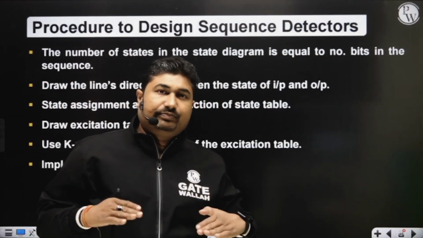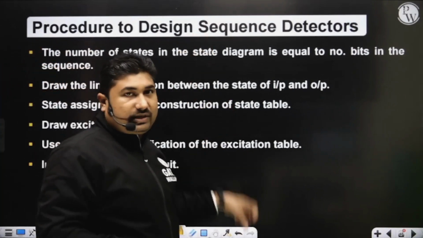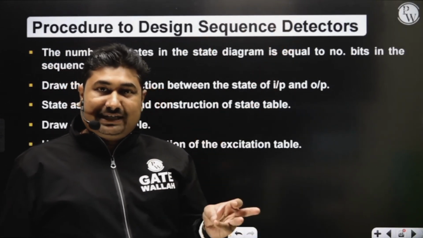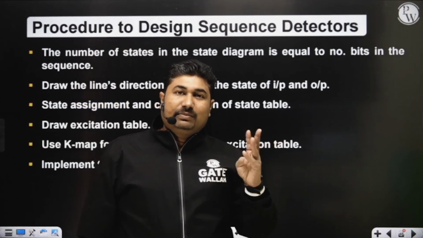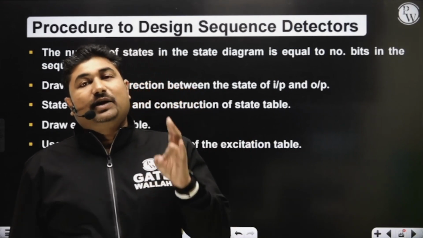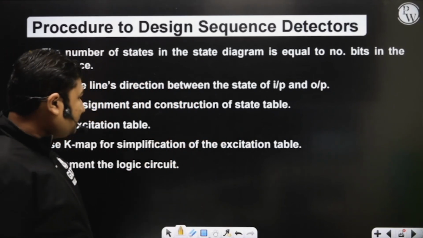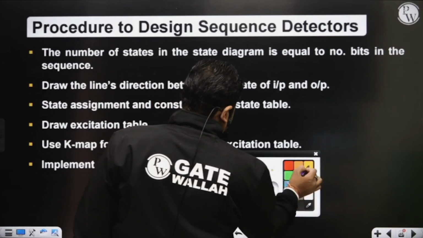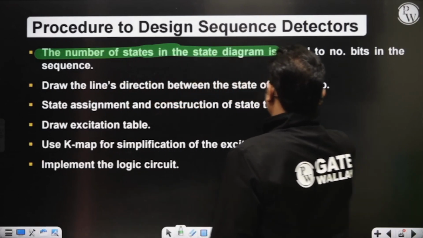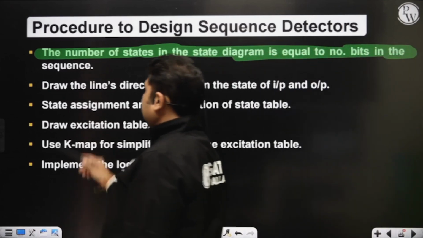Now we know each and everything. From the starting of the class, the main motto is to understand how to design a sequence detector, and now we have reached here. Now we know about state reduction, the state table, and the state diagram. Now we know how to draw the state diagram for non-overlapping as well as overlapping sequence detectors. Is it okay? Great, sir. Now please observe here, very important: the number of states in the state diagram is equal to the number of bits in the sequence.